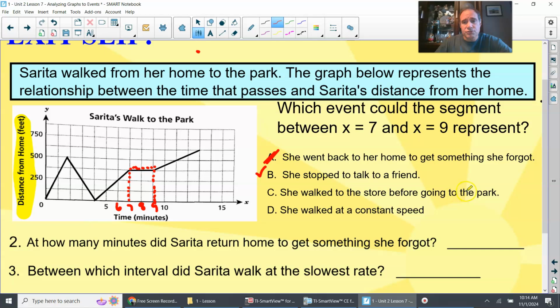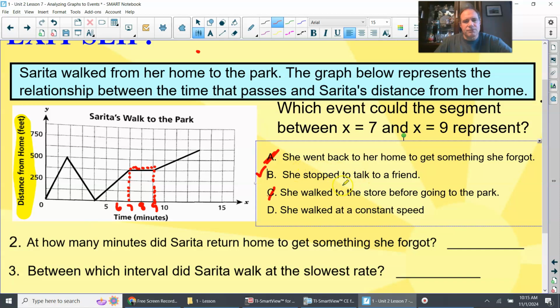She walked to the store before going to the park. That's not it. I don't think that's it. I mean, it's a possibility, but she walked to the store in 2 minutes, that's what, the store trip? No, it's not. She probably met a friend. She stopped to talk to a friend.